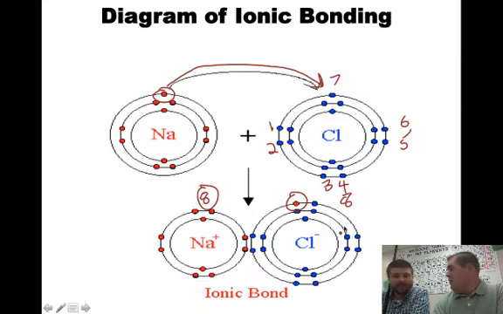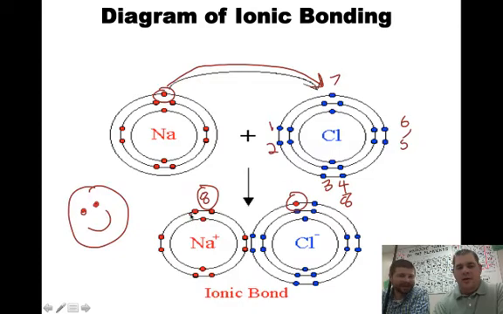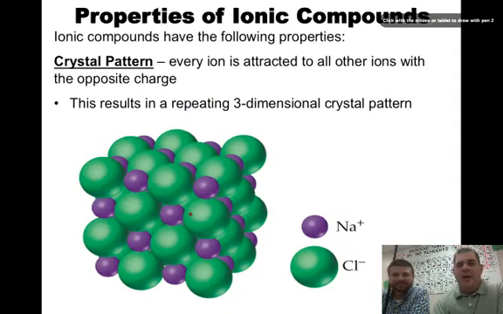So both of them now have 8 in their outer level. So they're both attracted to each other like a magnet now because one of them's positive and one of them's negative. Both of them are very happy. They have both 8 electrons in their outer level. Happy. Happy. Okay, a couple of things real quick about the properties, and we're going to move through this fairly quickly here. But ionic compounds have a couple properties.